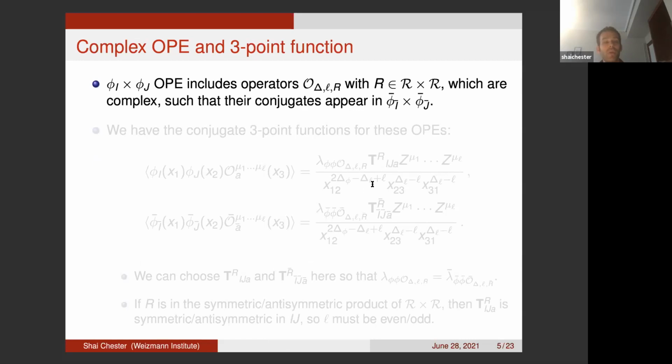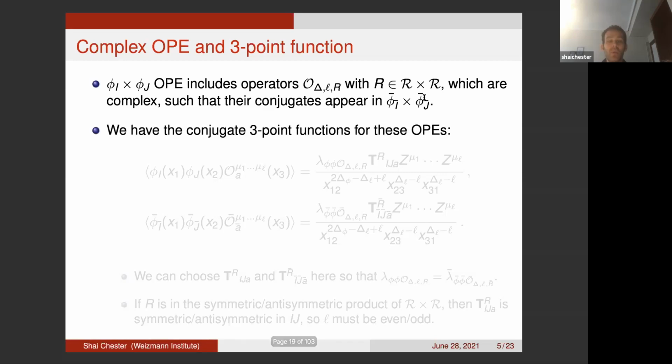So we just spoke about the phi bar OPE. Of course, you can also take the phi OPE. So in this case, you include operators O with representations that now appear in the tensor product fancy R with fancy R. So it's not fancy R bar. And so these representations, unlike the previous case, are now generically going to be complex, such that their conjugate representations will alternatively appear in the OPE phi bar.